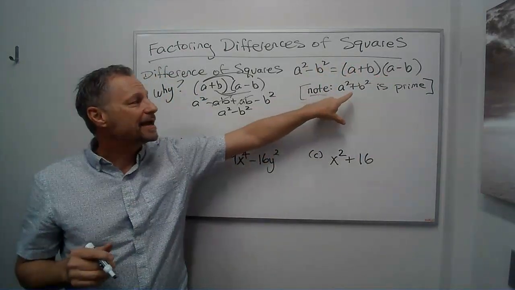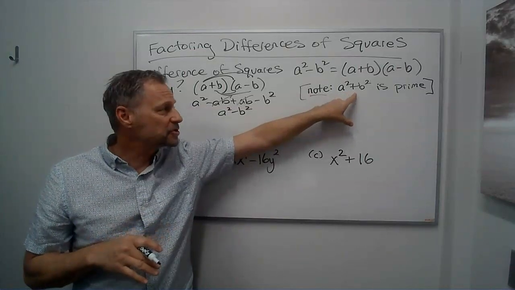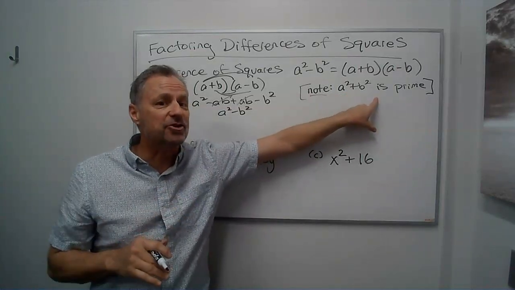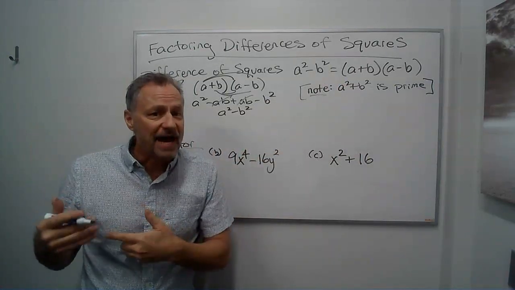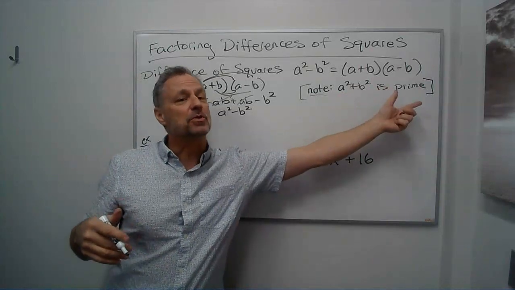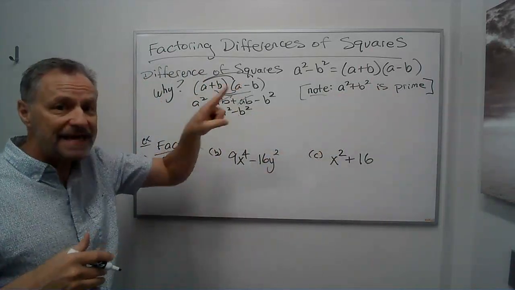And note, a squared plus b squared is always prime. It's not factorable. Okay, so short of maybe a greatest common factor in there, a squared plus b squared is prime. So keep that in mind.